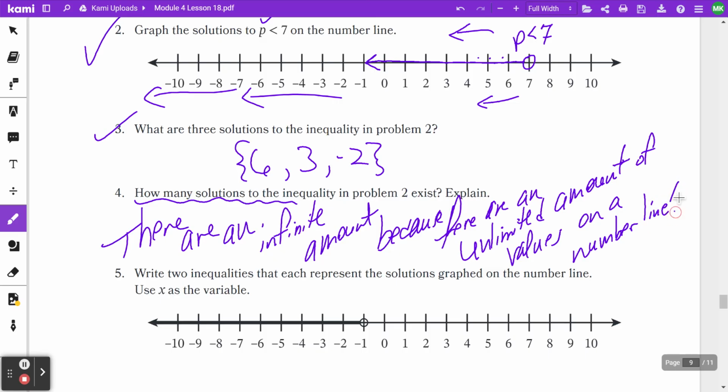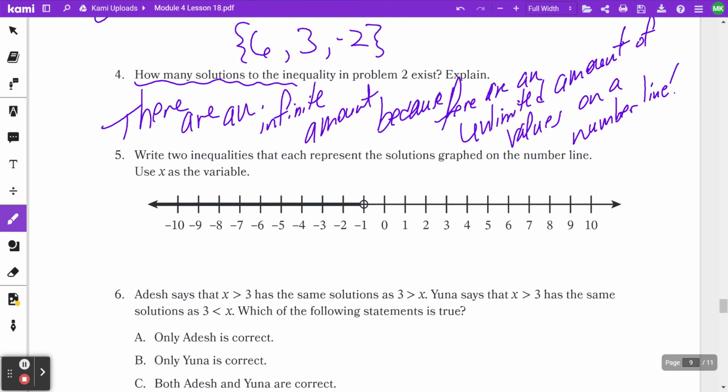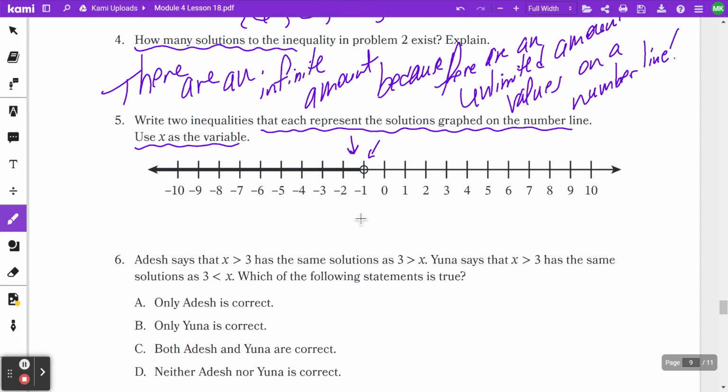Yeah, true. Okay. Let's see, write 2 inequalities that each represent the solutions graphed on the number line. Use x as a variable. Oh, all right, let's see. So we got this guy over here, right, what this represents. Well, we're using x as a variable, so I have an x, and clearly x is going to be less than, right, because everything's to the left, less than that -1, but not equal to. Notice the circle is empty, right?